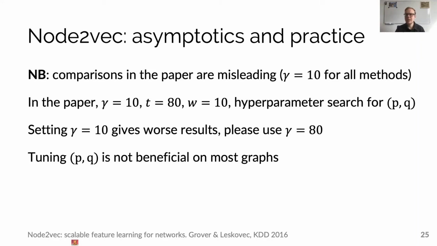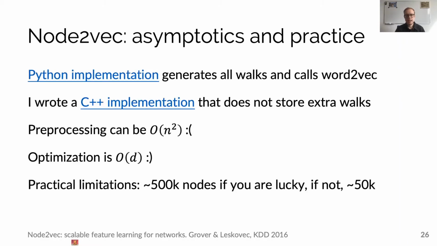There are some cases where it's not the case, but most likely if you just need a good unsupervised performance, you don't need to tune P and Q. Again, as with DeepWalk, the Python implementation that generates all the walks and dumps them to disk is super slow. Please avoid using that if you're really caring about performance. I wrote a C++ implementation that is a bit rough, but does the job.